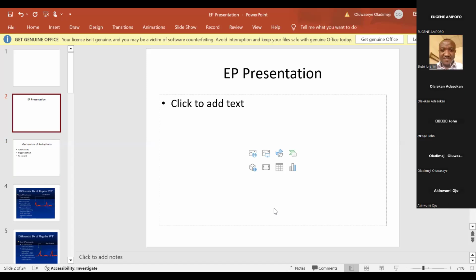We're all cardiologists, so the basic purpose of EP is for both diagnostic and therapeutic. Diagnostic in the sense that patients that have arrhythmias, we want to know the type of arrhythmia they have, the mechanism of the arrhythmia. The EP can diagnose the mechanism, and also give a therapeutic intervention of arrhythmia.